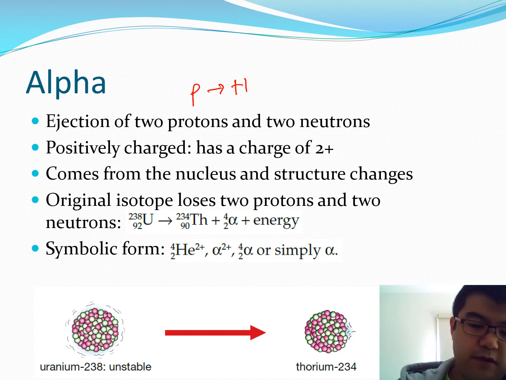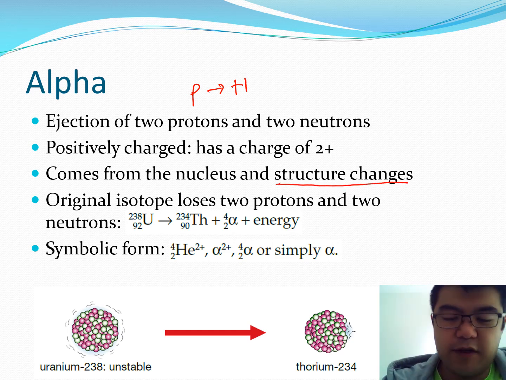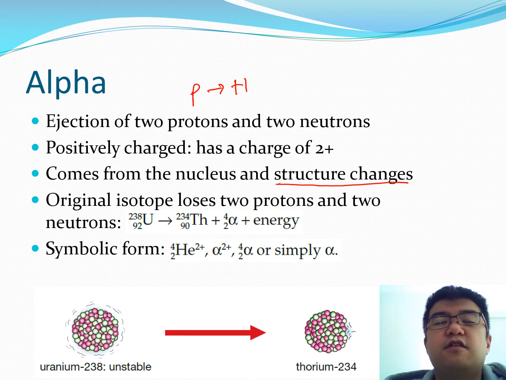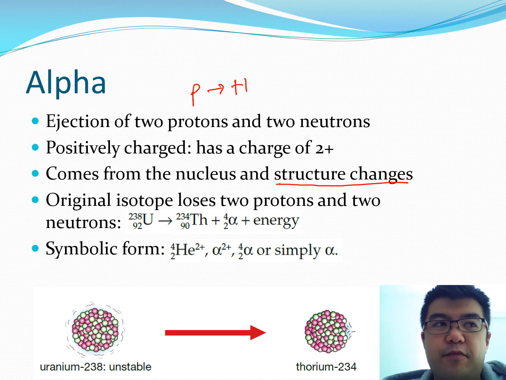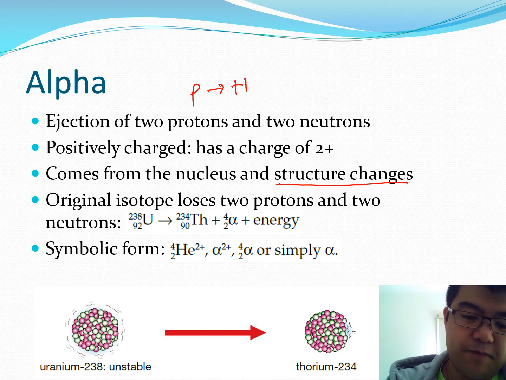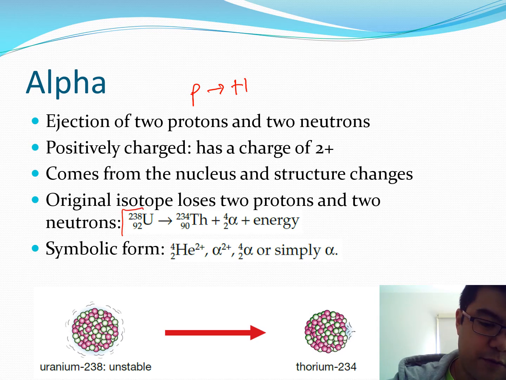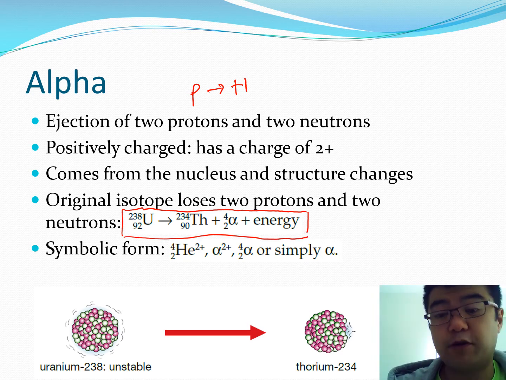Now, what's really important is it's written here, the structure actually changes because of the nucleus releasing 4 nucleons. Now, if you lose 2 protons, then obviously the elements are dependent on the number of protons, and so when it says the structure changes, it actually changes from one element to another. So if you have a look down here, where it says the original isotope loses 2 protons and 2 neutrons, there's an equation looking thing here.